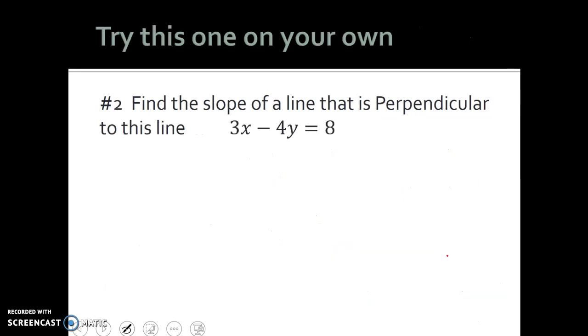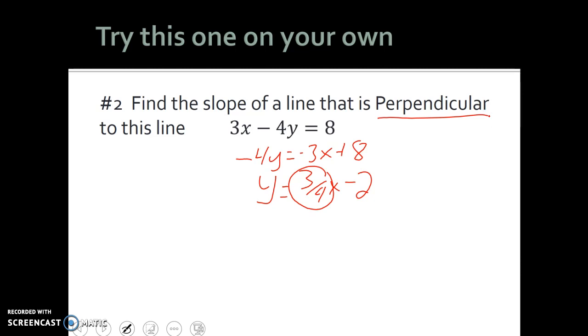Well, let's take a look at another one. We want to find the slope of a line that is perpendicular to this line. So again, we're going to put it in slope-intercept form. I'm going to subtract 3x from both sides, so I have negative 4y is equal to negative 3x plus 8. If I divide by negative 4, my slope-intercept form is going to be y equals 3/4 x, that's because the negatives cancel, and then minus 2, because 8 divided by negative 4 is negative 2. So the slope of this line is 3/4. The slope of a line perpendicular to it is going to be negative 4/3.